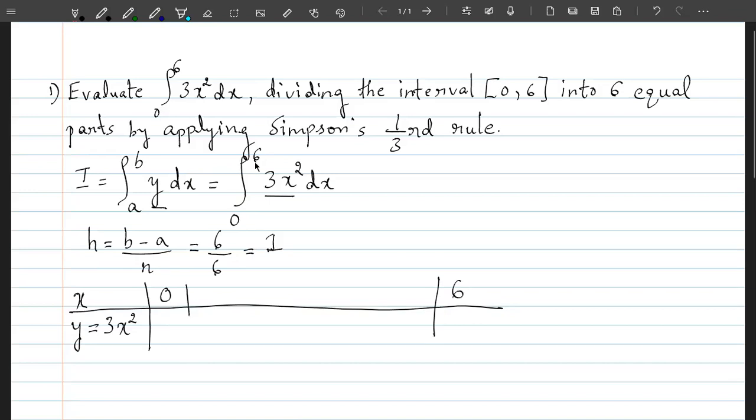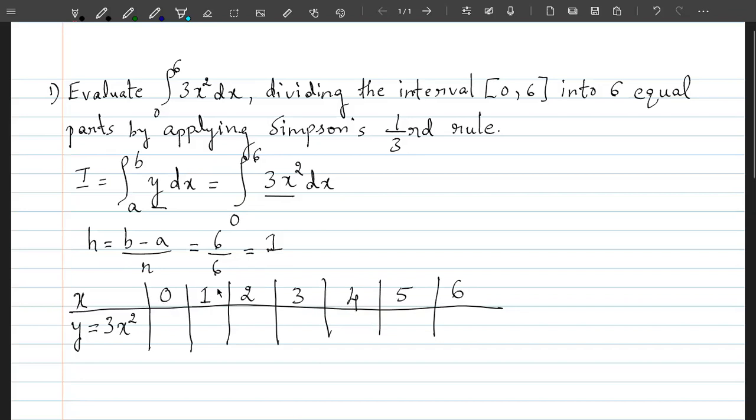So how do you fill up the in between values? By using the step length, which here is 1. To get the next value, take the previous value and add the step length. So 0 plus 1, the next value is 1. Then 1 plus 1 is 2. The next value should be 3, then 4, and the next value here will be 5.